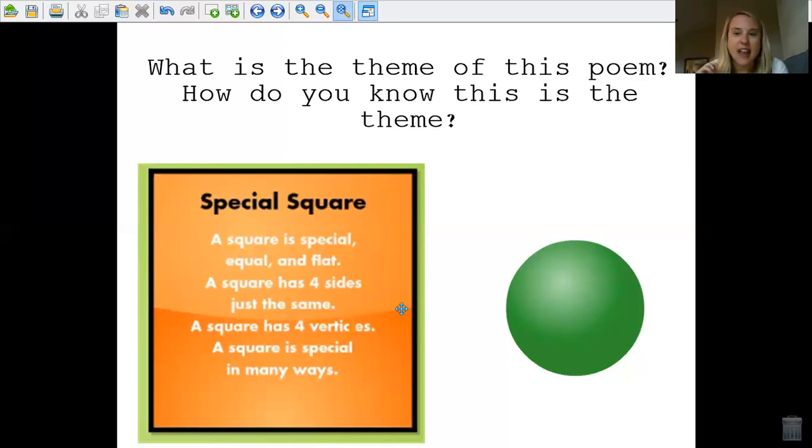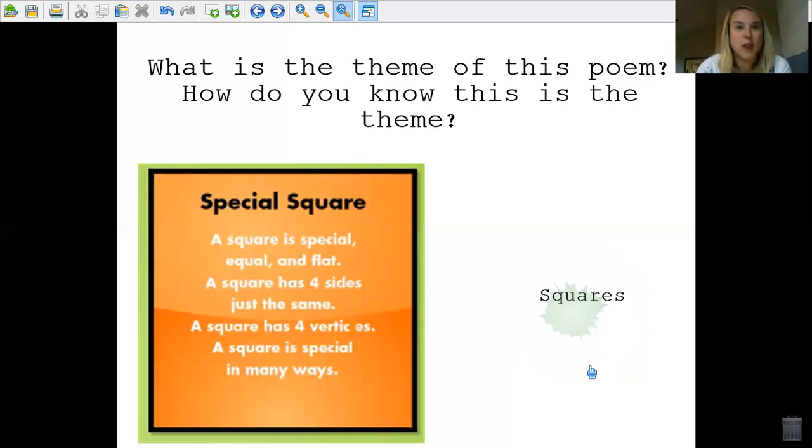If you said, or if you were thinking all about a square or all about squares, give yourself a hand. Good job, guys. And it's pretty simple. You can figure out what the theme is a lot of times just by looking at the title. That's not even a secret. I'm whispering it like it's a secret. It's not. You can just look at the title a lot of times. All right. If this is the poem that you want to copy into your reading notebook, be sure that you wrote down what the theme is, all about squares.